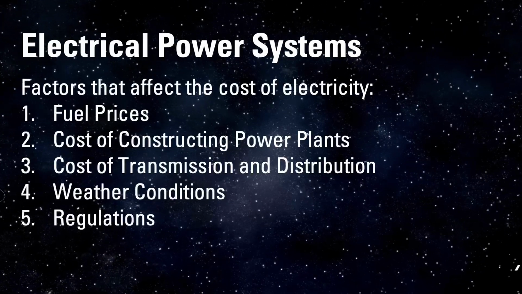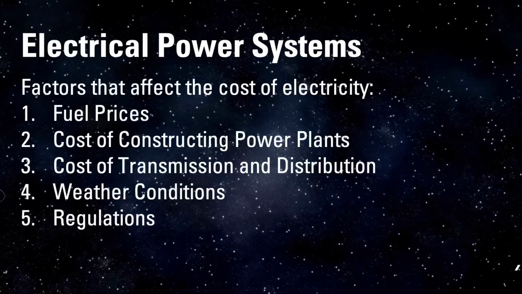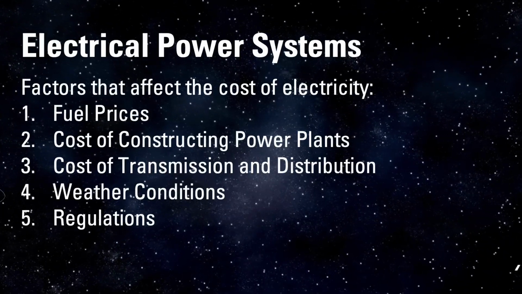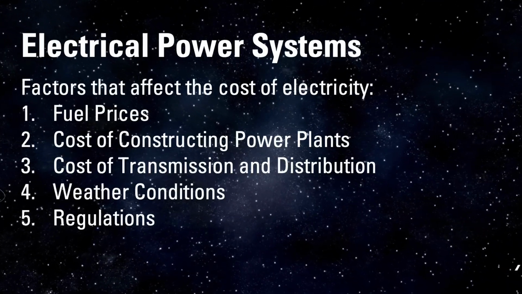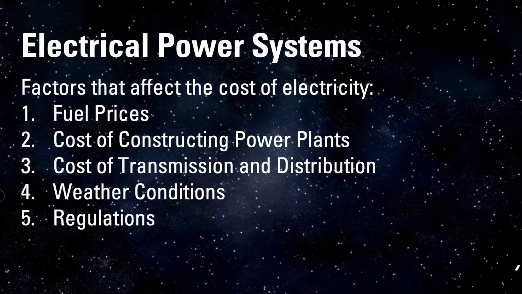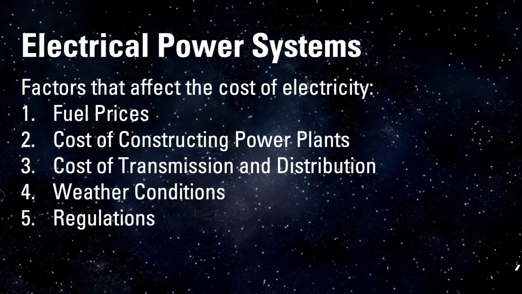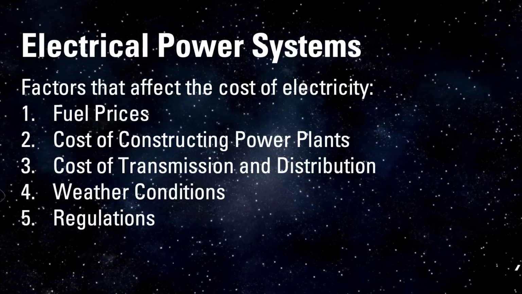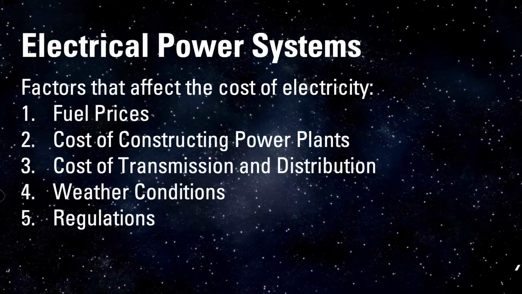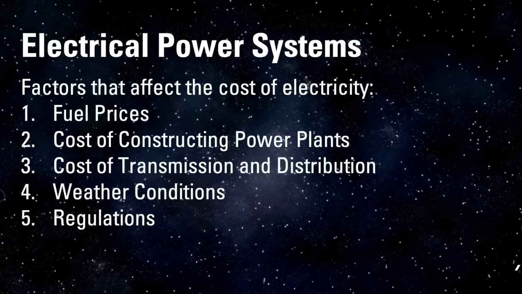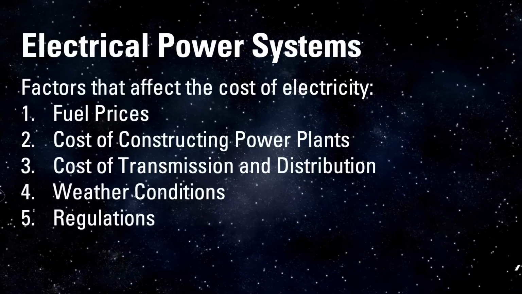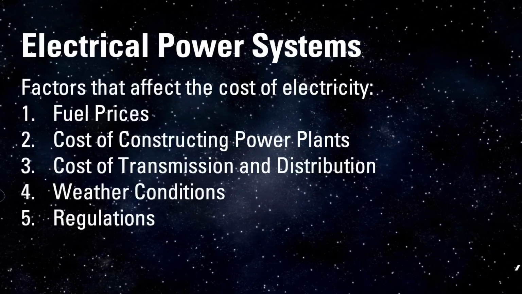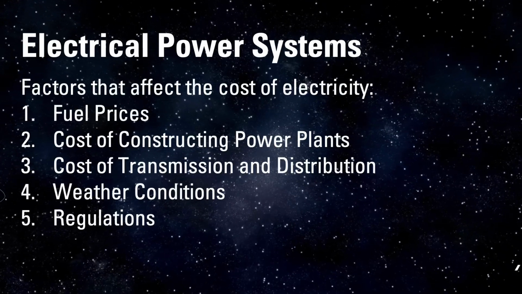And the fifth factor is regulations. Regulations can also affect the cost of electricity. Some regulations may allow certain costs to be passed down to consumers. Other regulations can also provide subsidies or incentives for the construction of certain types of power plants, like wind farms and solar farms. These types of regulations may help lower electricity costs, even just for a while.